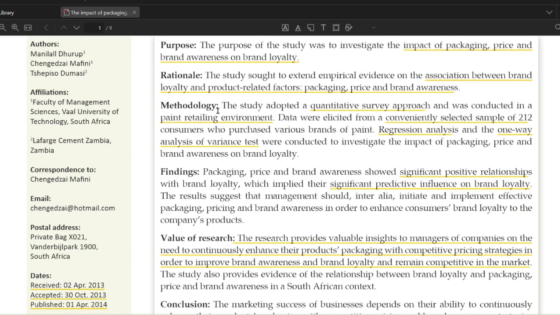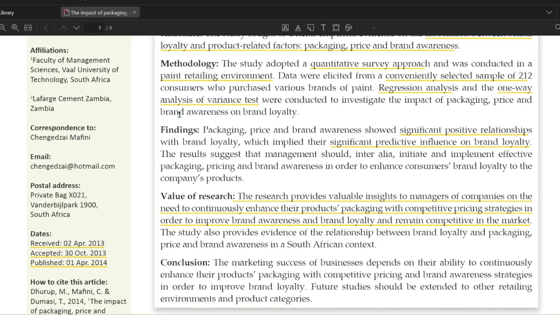Here in methodology, they said that it's a quantitative survey approach. Their sampling technique was the convenience sampling technique. The sample size was also described. Then they said they did regression analysis and a one-way analysis of variance test, which is called ANOVA.